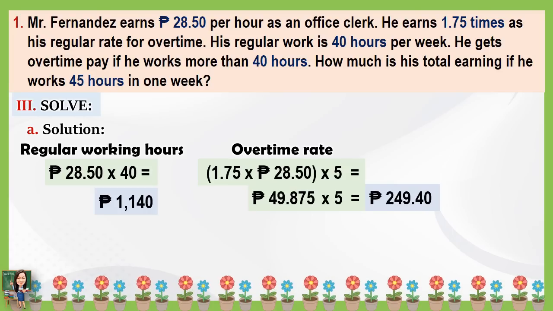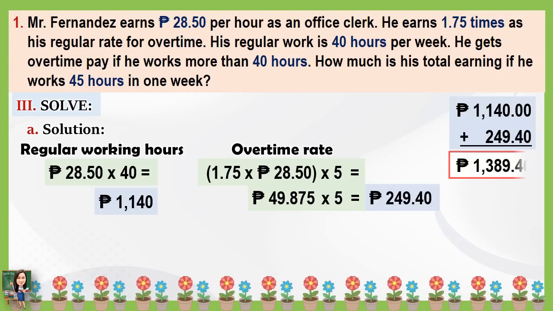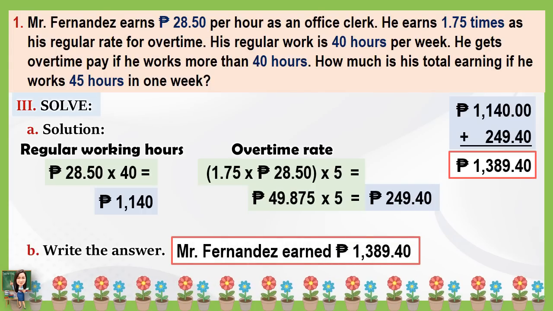Then add the earnings for regular working hours in 5 days, 1,140 pesos, plus the overtime pay. The overtime pay is 249 pesos and 40 centavos, which equals 1,389 pesos and 40 centavos. Then write the answer. The answer is Mr. Fernandez earned 1,389 pesos and 40 centavos. This is his total earning if he works 45 hours in 1 week.